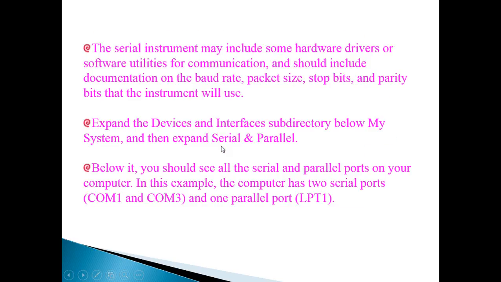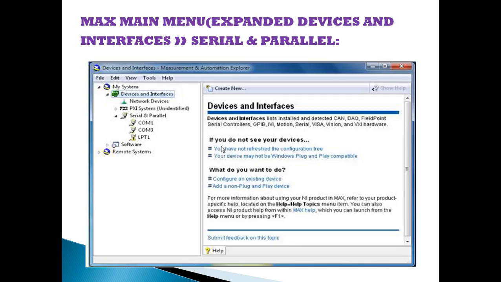The serial instrument may include some hardware devices, drivers or software dependencies for communication and should include documentation on the baud rate, packet size, stop bits and parity bits that the instrument will use. Below, you can see all the serial and parallel ports on your computer. In this example, the computer has two serial ports, COM1 and COM3, and one parallel port.